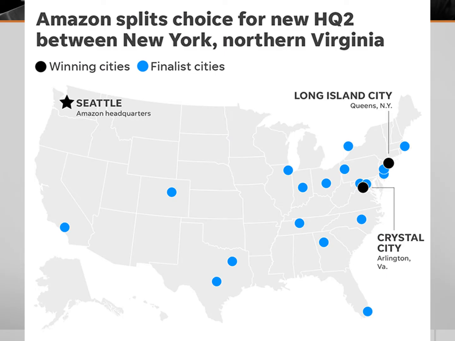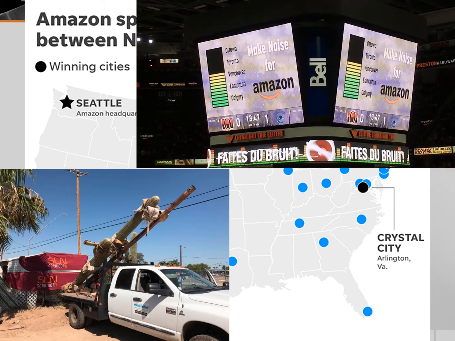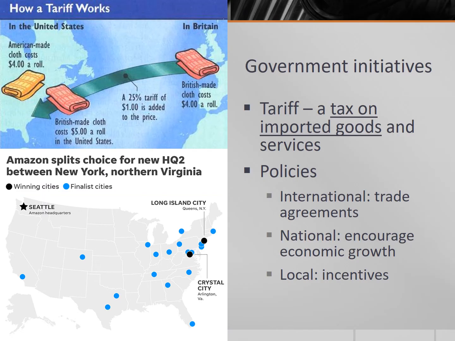For example, when Amazon was looking to expand to another city for a second headquarters, cities offered billions of dollars in public subsidies, as well as tax reductions, transportation improvements, abundant land for relatively cheap, as well as other more unique offers like cactuses, hockey shootouts, and renaming streets after Alexa. But governments implement these policies at a variety of scales, with the goal being to improve economic development and the standard of living for their citizens.